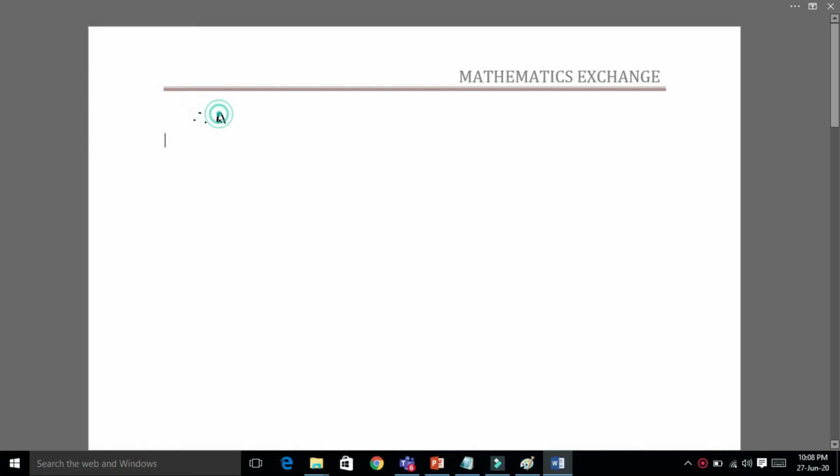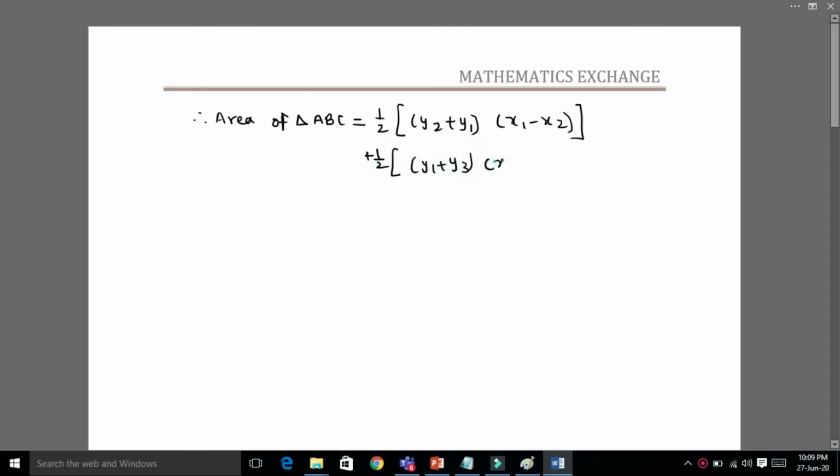So area of triangle ABC is equal to half into y2 plus y1 in another bracket x1 minus x2. All these values we have calculated from the figure, as I have explained, plus half into y1 plus y3 into x3 minus x1, minus half into y2 plus y3 in bracket x3 minus x2. So the bracket is complete here.